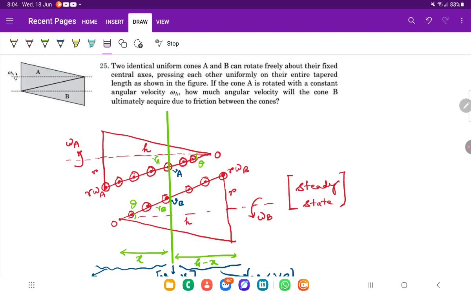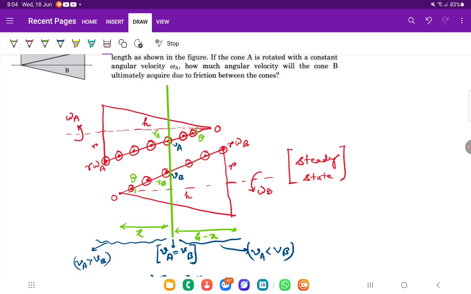So one major catch of this question is it's not necessary that at steady state no slipping will occur along this common line where both the cones have touched each other. There can be slipping. Still we will call it a steady state, because the angular velocities get constant at a certain value, which with time will not change. So that's why we are calling that stage a steady state, not necessarily because there is no slipping between the cones, right? So let's proceed with the solution.